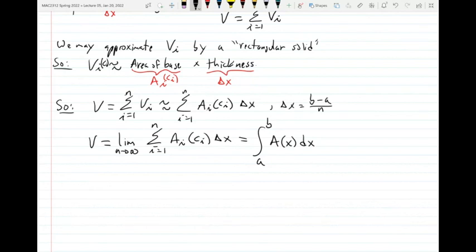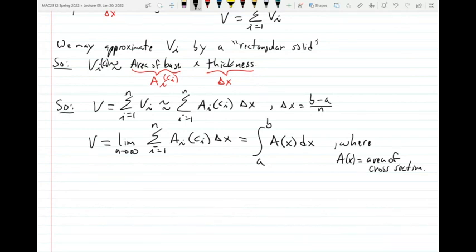Now, what's A of x? This is the area of the slice, which we call the cross-section in this language. So A of x is the area of the cross-section. Did you understand this? At the end of the day, you just need to remember this formula.